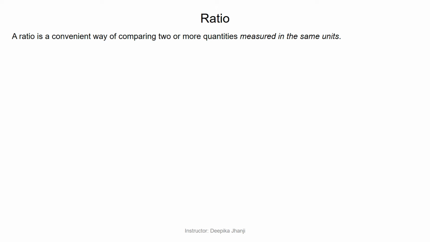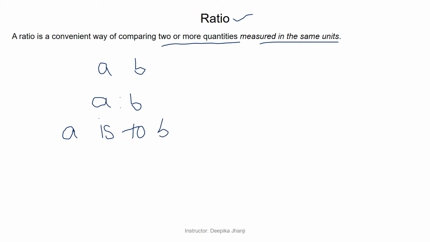Ratio is a convenient way of comparing two or more quantities measured in the same units. Let's say we have two quantities A and B and we want to find their ratio, then it is written as A is to B. We use a colon for ratio and this is read as A is to B. This "is to" is for the ratio.